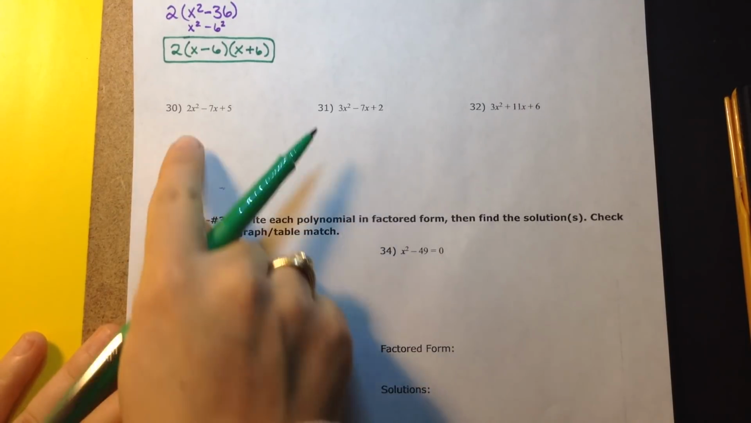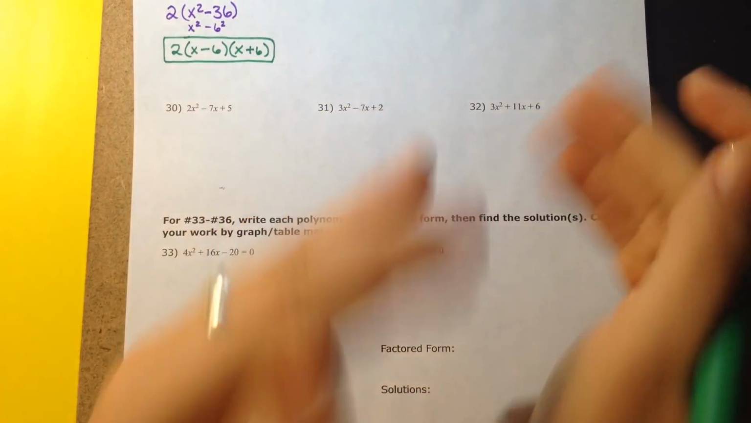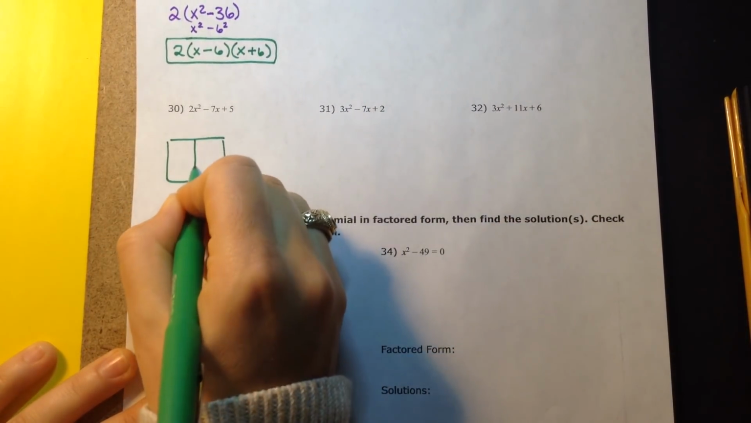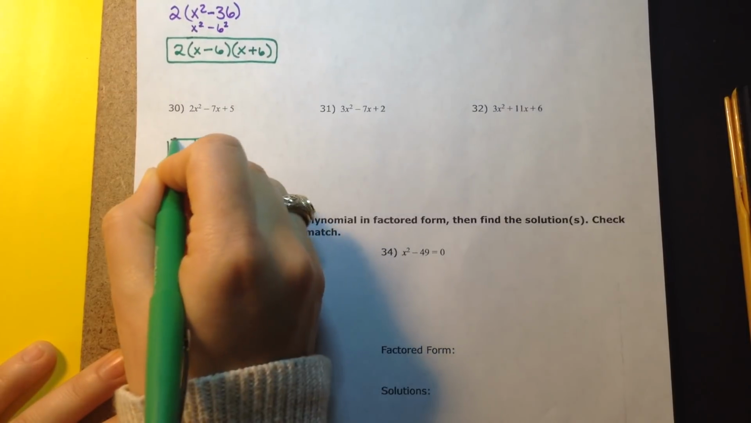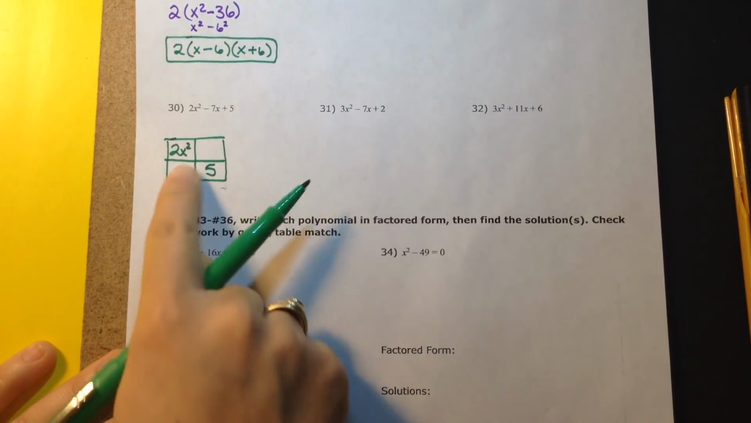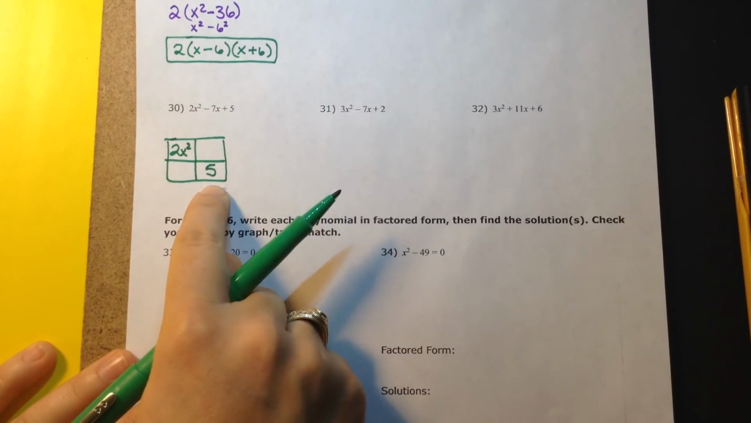When we're doing our box, we know we want to factor. We want to write it in factored form. So we set up our box. We check for a GCF. There's nothing common between 2, -7, and 5. We would put 2x squared in the top box and 5 in the last box. First term, first box, last term, last box.